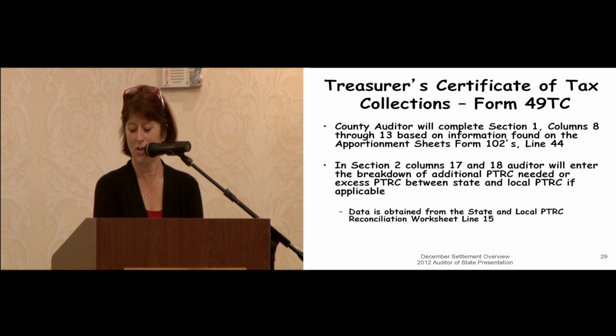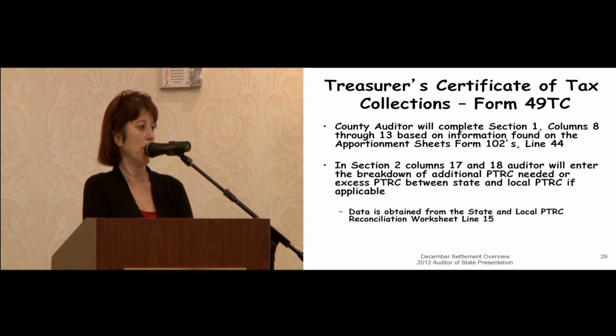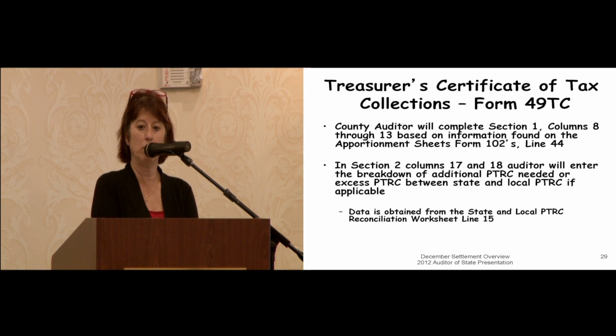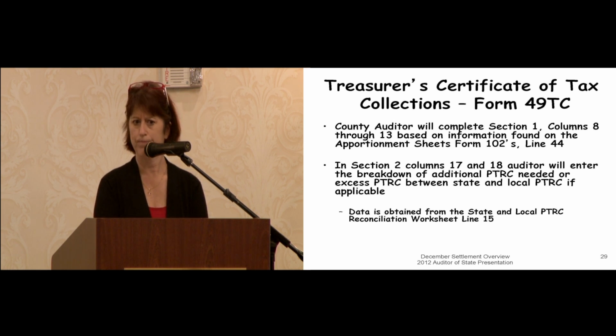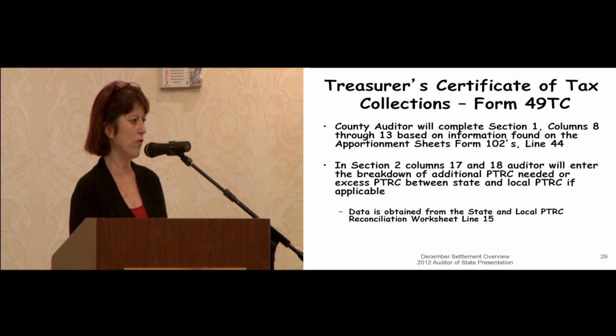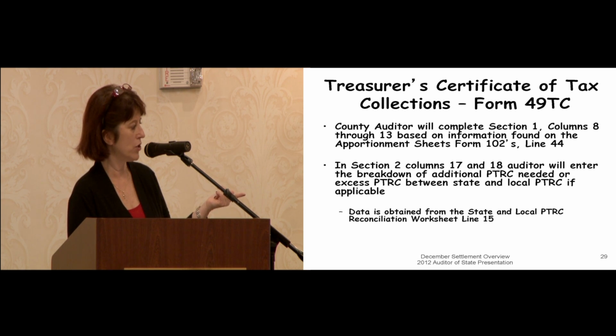Now for you all, as you know, you complete section 1 of the 49TC, columns 8 through 13. That's the line 44 amount from your 102s. And then in section 2, you need to make sure that you insert the breakdown of it, if in fact you have local PTRC and any amount for state PTRC, in those appropriate columns. The same way with the homestead and all of the credits for any of those differences, which all come from your PTRC recon sheet or your homestead credit recon sheet.